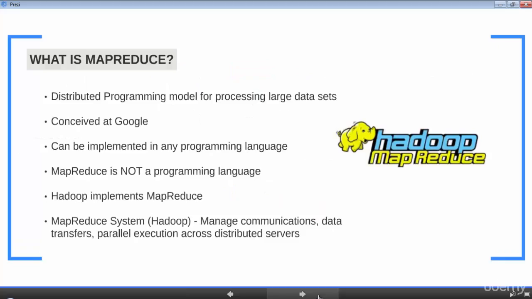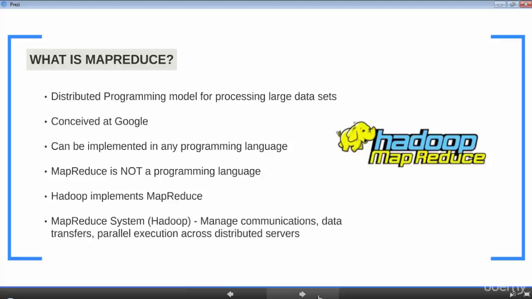Okay, so let's summarize what we learned about MapReduce. MapReduce is a distributed programming model for processing large data sets. This concept was conceived at Google, and Hadoop adopted this programming model. It can be implemented in any programming language, and Hadoop supports a lot of programming languages to write MapReduce programs. You can write a MapReduce program in Scala, Python, C++, and of course Java.